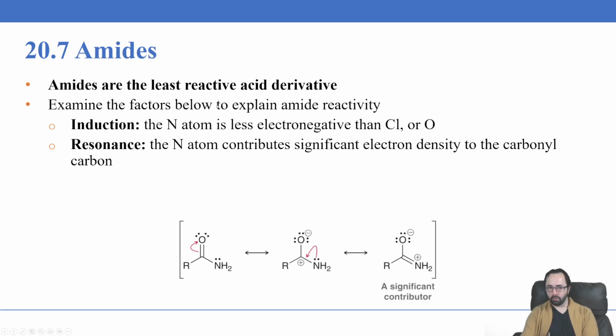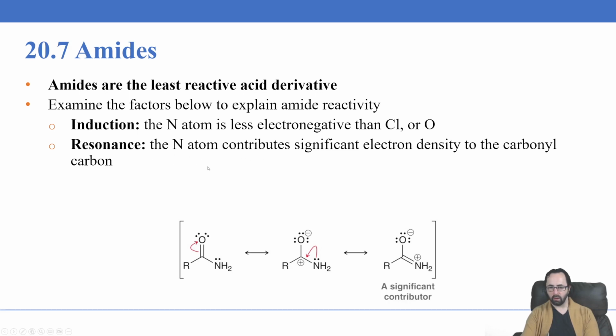So amides are the least reactive acid derivative, and we can evaluate this by the factors listed before. In terms of induction, the nitrogen atom is less electronegative than chlorine or oxygen. It's about on par with chlorine, slightly less, but definitely less than oxygen. So the nitrogen will be withdrawing some electron density from the carbon, but not as much as if you had a more electronegative atom, such as chlorine.